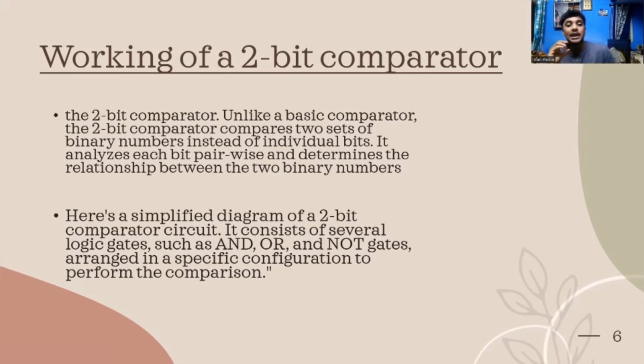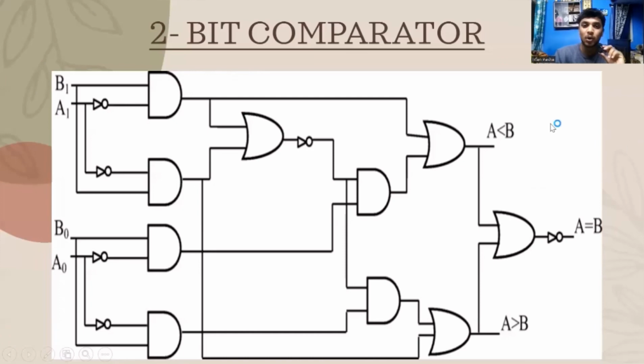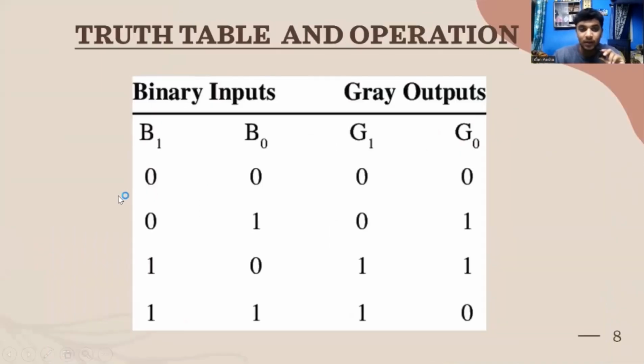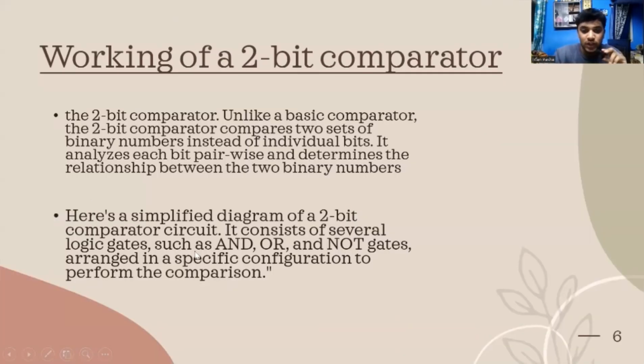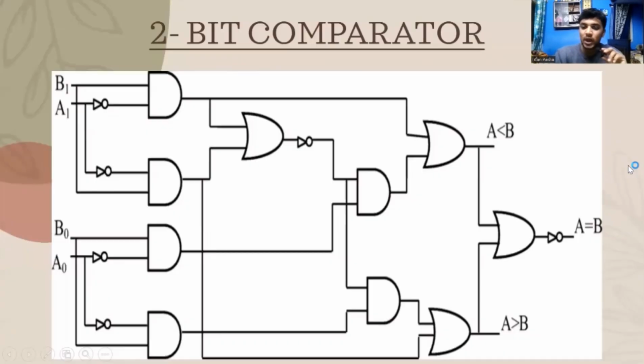Here's a simplified diagram of a two-bit comparator circuit, which consists of AND, OR, and NOT gates. Let us see the diagram. So this is how a two-bit comparator looks. How many gates have we used? Let us check over again. We've used AND gate, OR gate, and NOT gate. Let me show you where exactly.